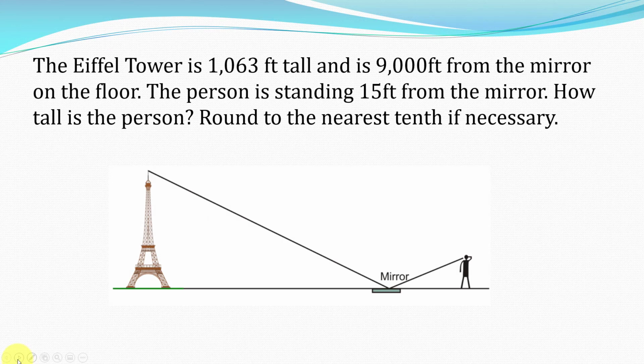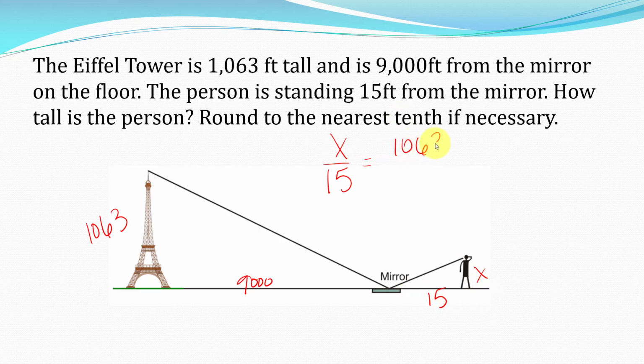All right, the Eiffel Tower is 1,063 feet tall and is 9,000 feet from the mirror. On the floor, the person standing is 15 feet from the mirror. How tall is the person? Okay, same idea. Draw it out if you need to. And again, you can say x to 15, so height to distance from mirror equals height to distance from mirror.